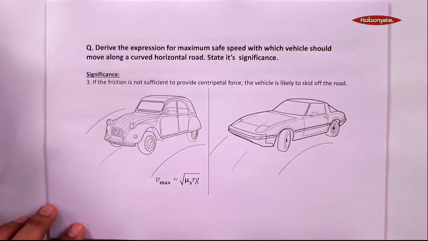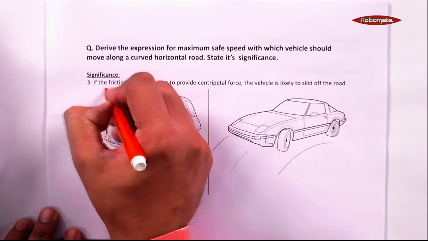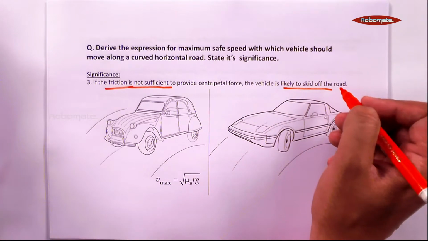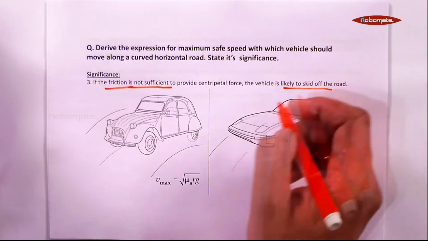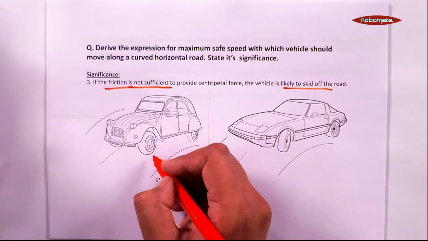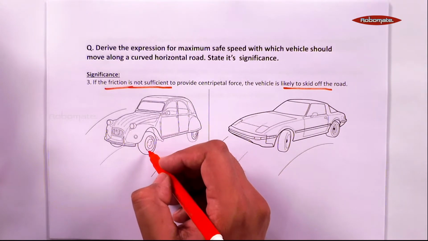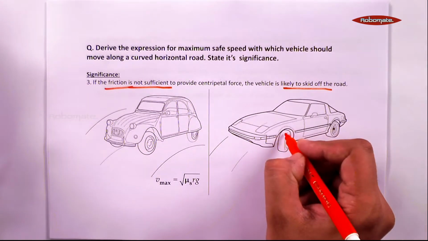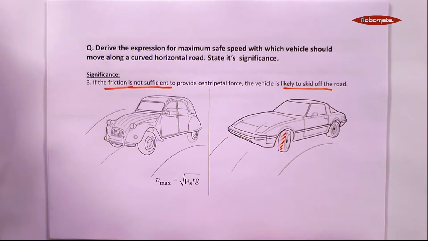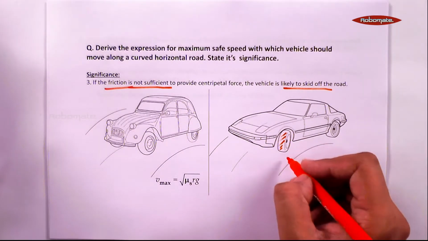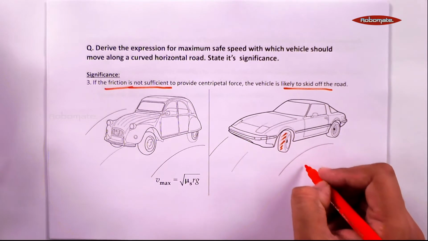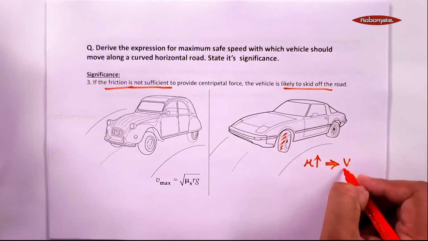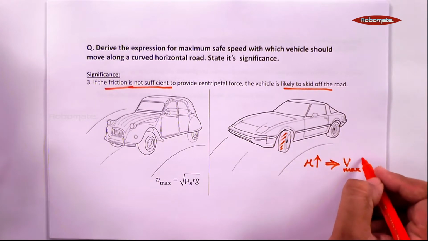The third significance is that if the friction is not sufficient, then the vehicle is likely to skid. Now let me make you understand this properly. Suppose I consider a vehicle which is very old, having a very old worn out tire, and on the other hand, on the same curvature of the road, there is a sports car which has got very good radial tires with a very nice grip. Then in this case, obviously the frictional value for this very good grip tire will be very high, and correspondingly the maximum safe velocity with which this sports car can travel will also be very, very high.